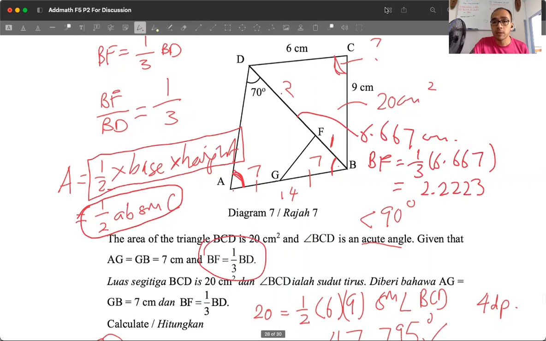Okay, let me see if there's any more questions. Okay, so no questions so far. So, yes. Oh, yes. So where does the mark come in?